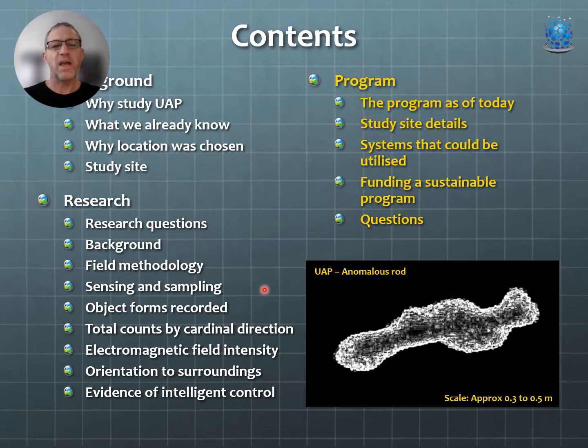I'll talk a bit about that in the overview because that's what's led to being able to put together peer-reviewed journal publications which will be coming out in the next few years. And then just briefly looking at the object forms that were recorded, some total counts, a little bit on electromagnetic field intensity, just broad brushstrokes for the reader, a little bit on orientation to surroundings and evidence of intelligent control, just to capture the key points of the entire program so far.